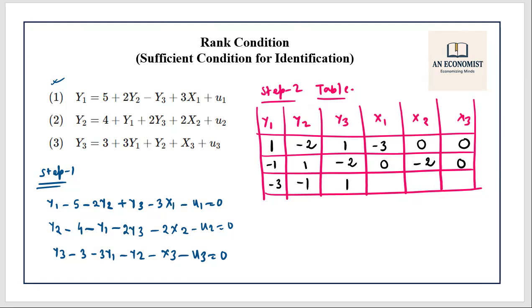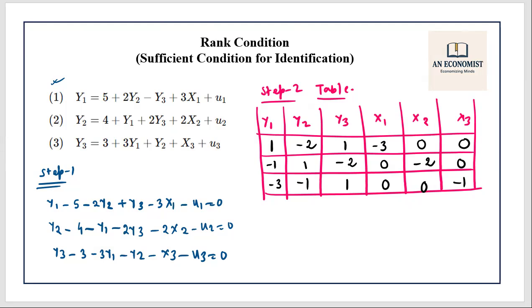y3, do we have? Yes. x1 is not present. Then we have x2. x2 is also not present. And x3, do we have? Yes, x3 is minus, right? So this is step number 2. This is the table of the coefficients that we have collected. I hope this step is absolutely clear to you.